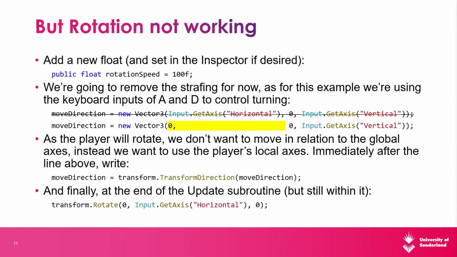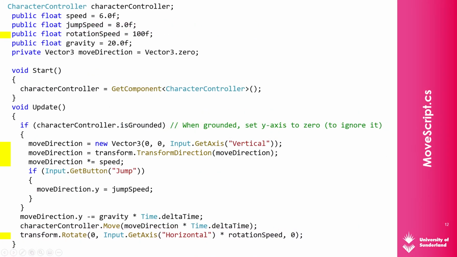Rotation wasn't working, so we added a new float. We tried it as 100F, we ended up changing it to 2. We changed the move direction's new Vector3, so we got rid of the horizontal input and changed it to 0. And then we had to move the object to face a certain direction, and we had to create a rotate using the input on the horizontal axis, so the A and D or the left-right arrows. And our new script edited the lines that you have the yellow highlighting on the left-hand side. They were the additions or edits to create this script.